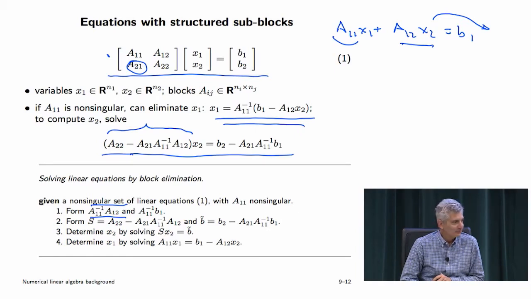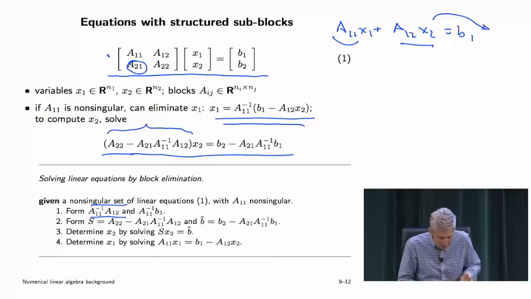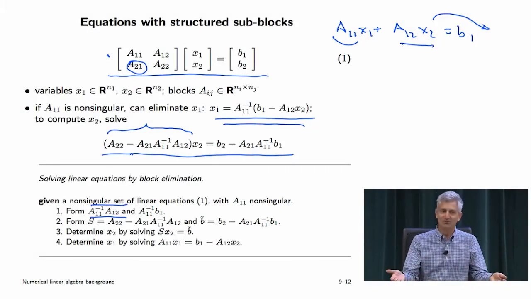What would you do? So a11, 1,000 by 1,000, inverse times a12. a12 is 1,000 by 10. How do you calculate that product? It's a product. How do you do it? You factor a11 once and do 10 back solves. Done. Perfect. But people just write stuff like form a11 inverse a12, assuming you know what you're doing.